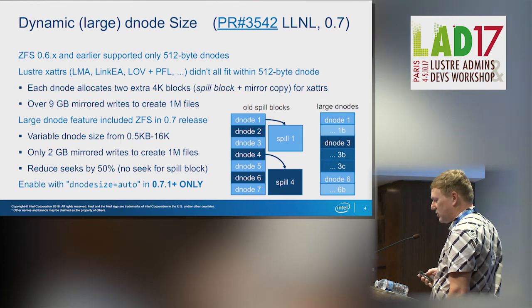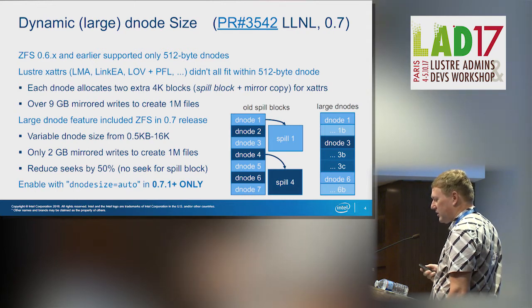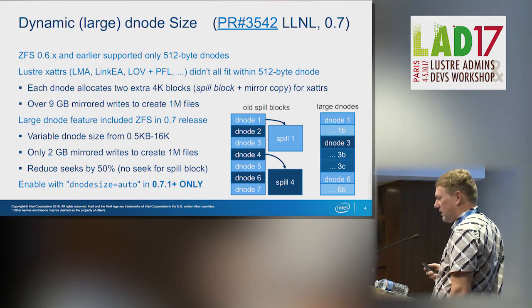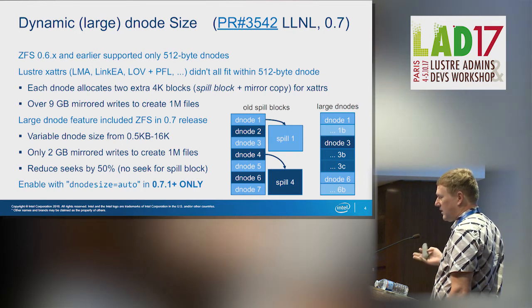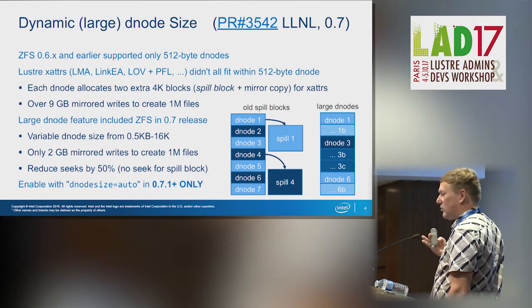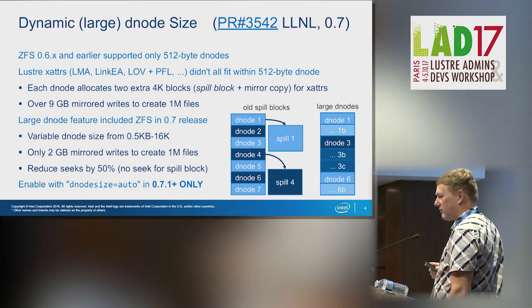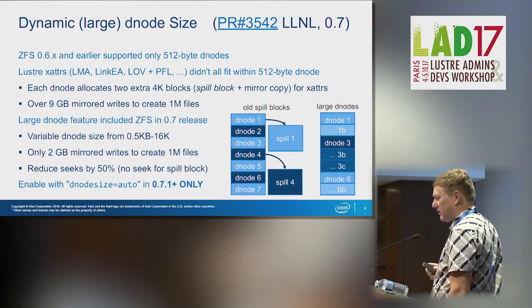And this is, again, a feature for newly formatted file systems. This will be enabled by default. You can use dnodesize=auto to turn it on for existing ZFS file systems after you've upgraded. It's worth mentioning, like any ZFS feature, once you enable it, you can't downgrade to an older version of ZFS and still mount the file system. So you'd only want to do this once your upgrade is known to be working.